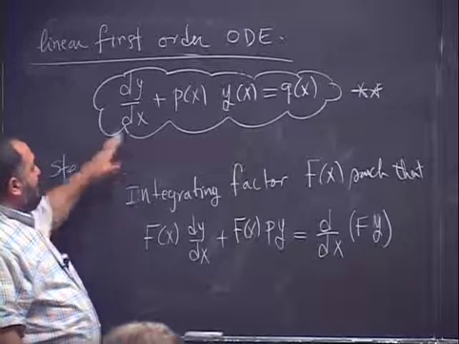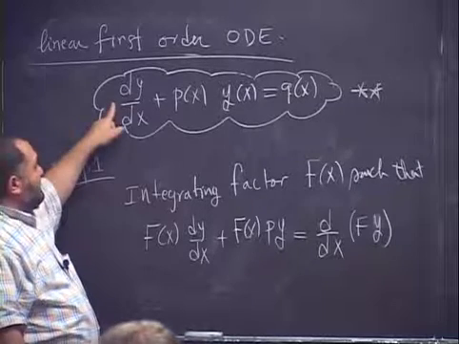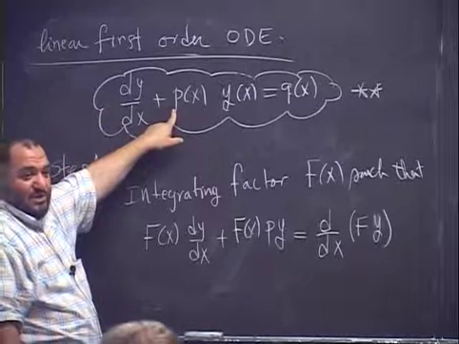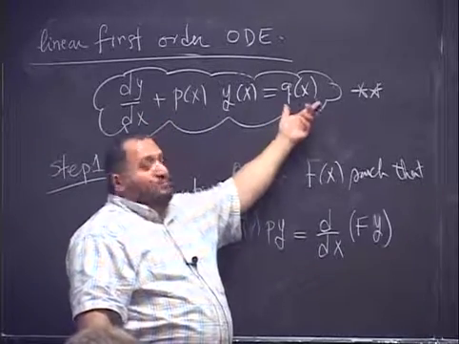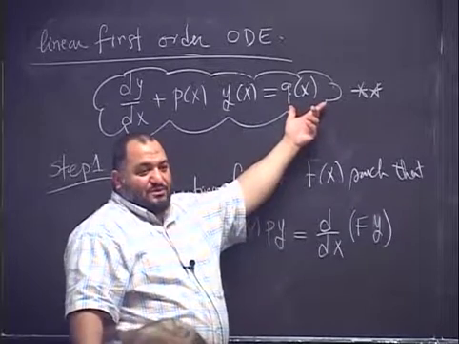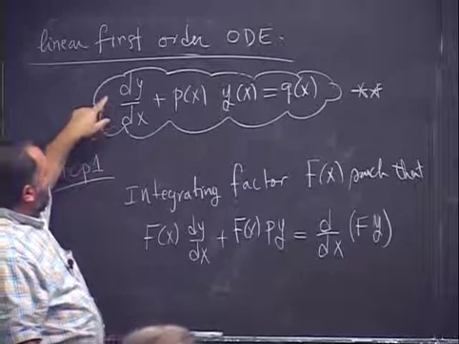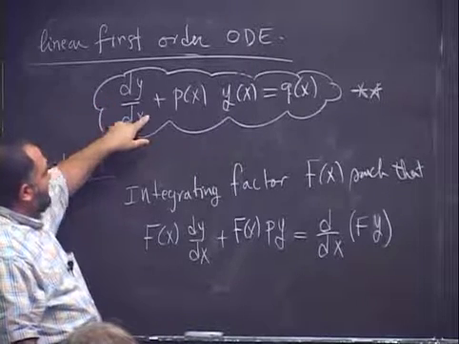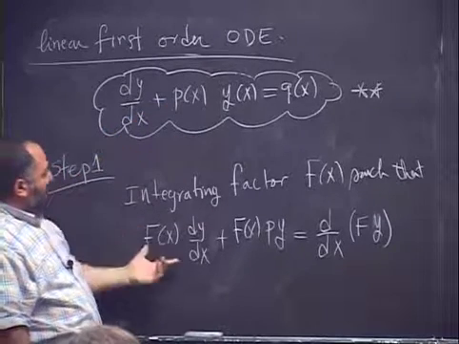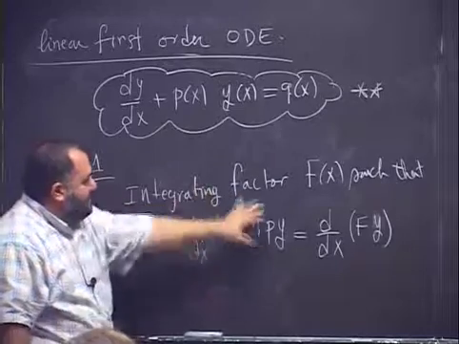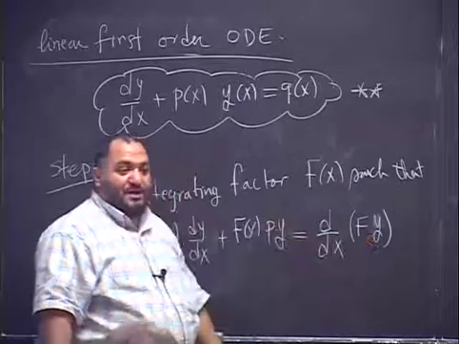Because here it is. If we find a function f of x that we multiply here, and here, and here, this term is still what? The inhomogeneous term. Yes? So now, if we find this function, so that if we multiply here f of x by dy by dx, and then f of x, p of x, y of x, we can write this term as an exact differentiation of f multiplied by y.